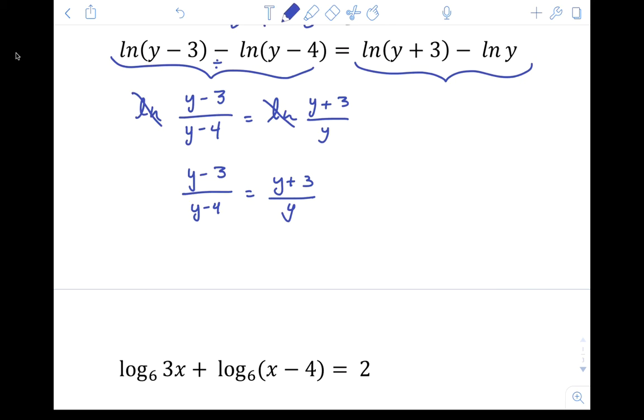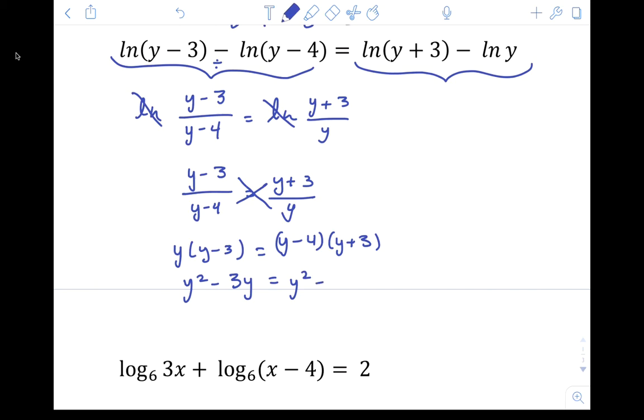If you cross multiply, you've got y times y minus 3, so y squared minus 3y. And that will be equal to, when you cross multiply the other diagonal, you'll have y minus 4 times y plus 3, which is y squared minus 1y, because the O and the I in FOIL give me negative 1, minus 12, which would be the L in FOIL. So the first, the outer, the inner, and the last.